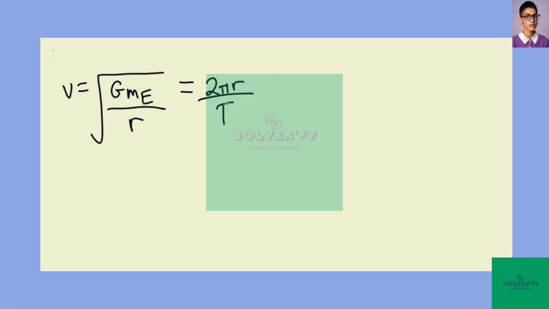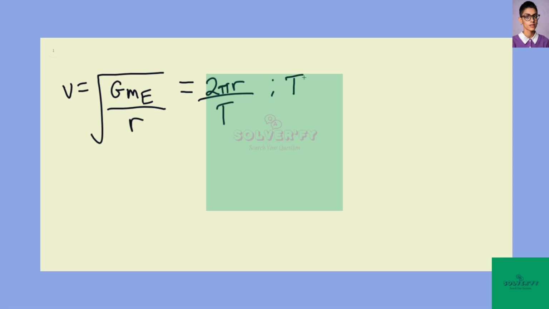So first, we know that the velocity of the satellite is going to be equal to the square root of the gravitational constant times the mass of the Earth divided by the distance between the satellite and the center of the Earth, r. This would be equal to 2 pi r over t. This would be based on the definition of velocity for an object in uniform circular motion.